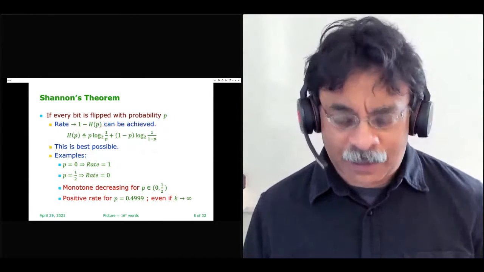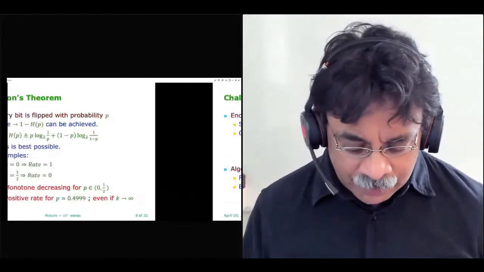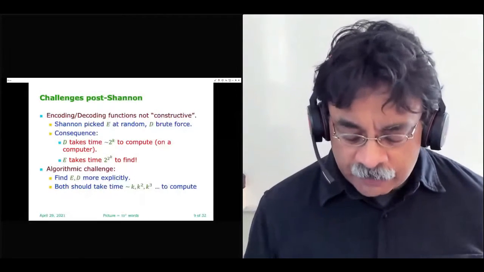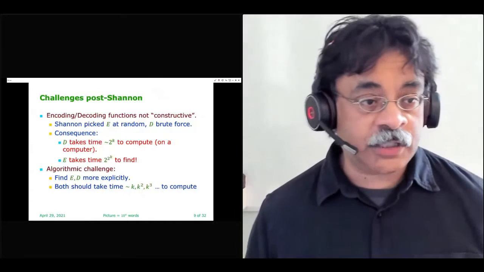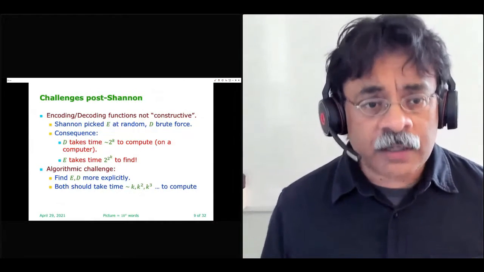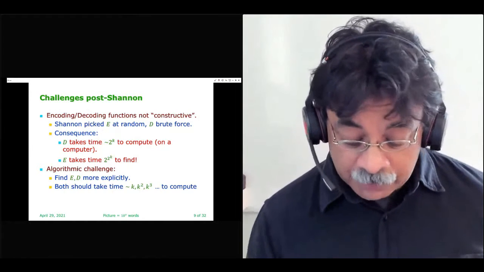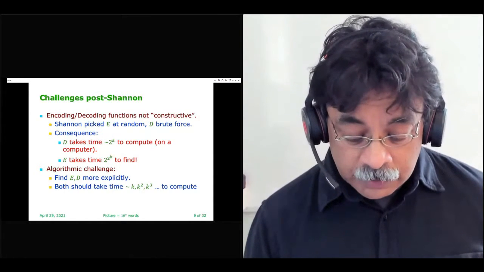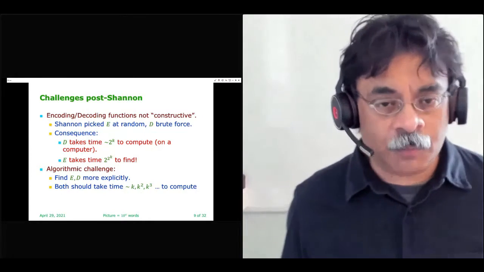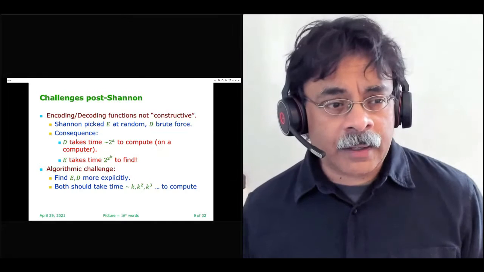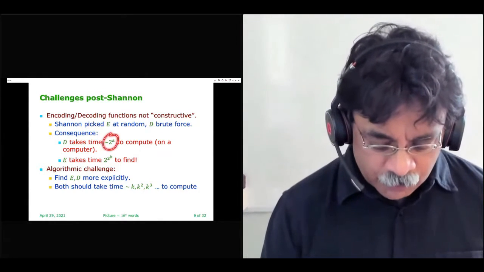Okay, so it's a really remarkable theory, exceptionally successful. So what were the challenges after Shannon's 48 work? I mean, he had already pinned down exactly what rate you can achieve. Shannon's theory was very non-constructive, or at least the theorems were built on very non-constructive elements. He picked the encoding at random. The decoding was just brute force decoding: look at all the possible messages and find the one which was most likely. And this leads to very, very slow algorithms.